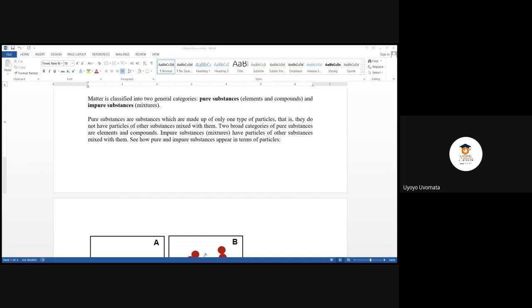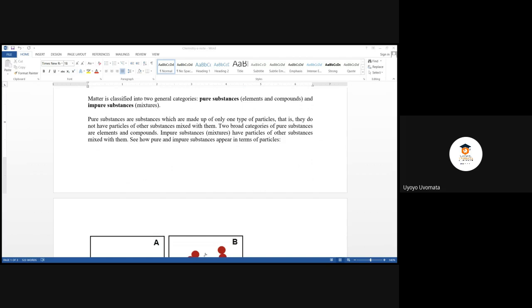So we are going to understand what we mean by pure substances as used in chemistry, not as used in everyday interaction with people. And then we're also going to understand what we mean by impure substances called mixtures as we go on. Now, let's go on to what we mean by pure substances. Now, what are pure substances as seen from the angle of chemistry?